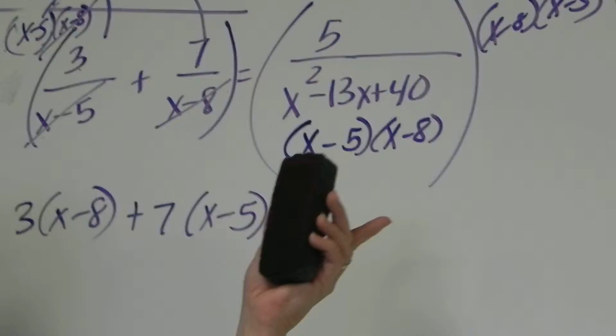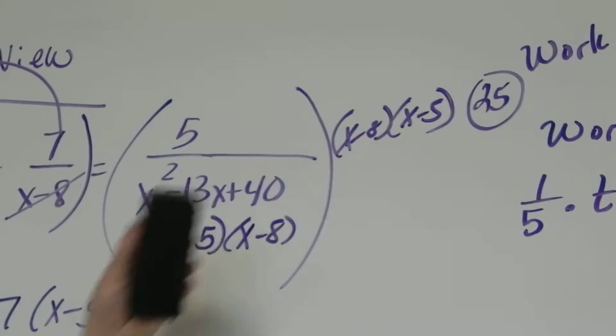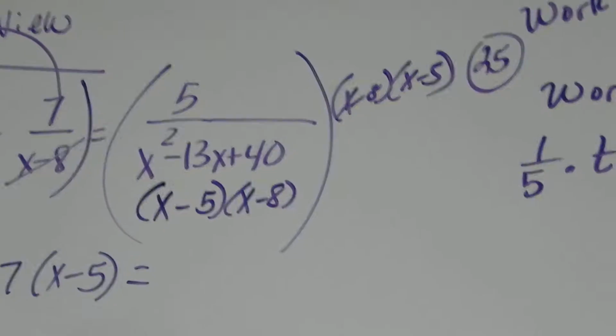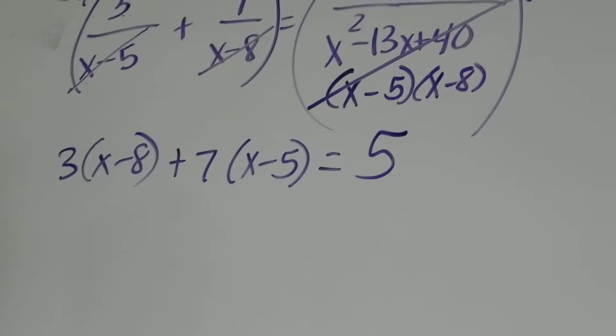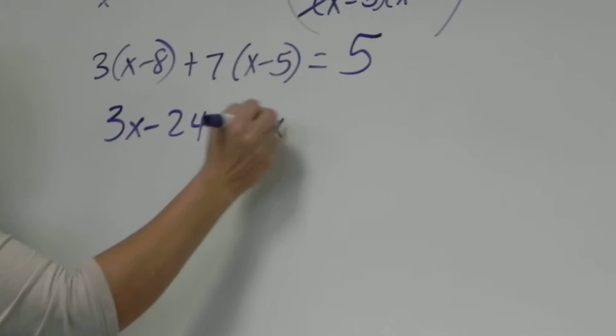And then lastly, this is just great. The whole thing matches, and it is diagonal multiplication, so it all cancels out, and you're just left with a 5. Now we have a much better equation to deal with, to tackle. You can distribute.